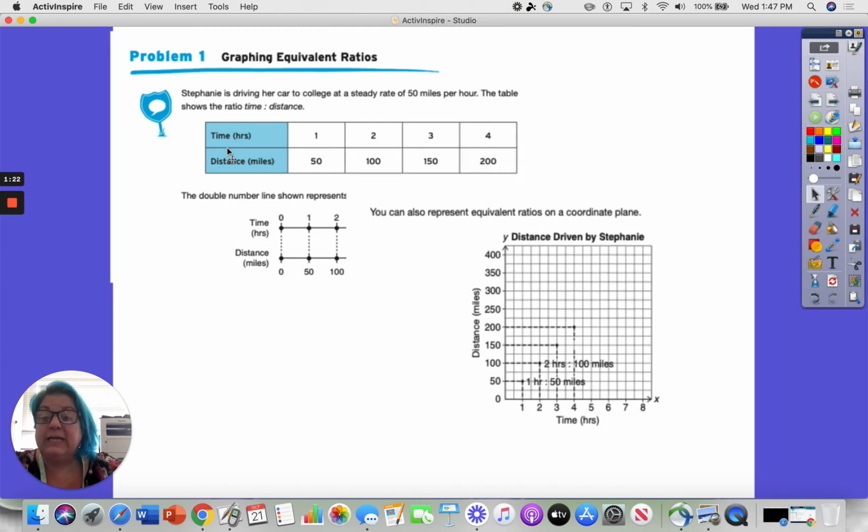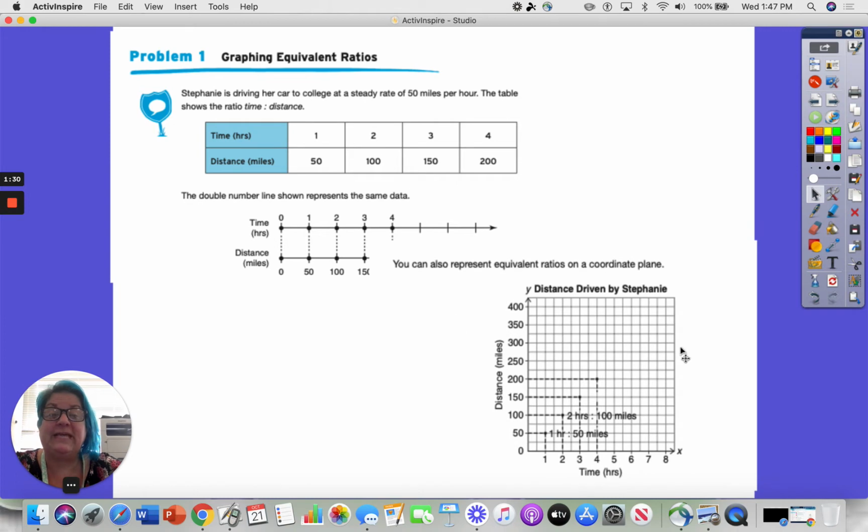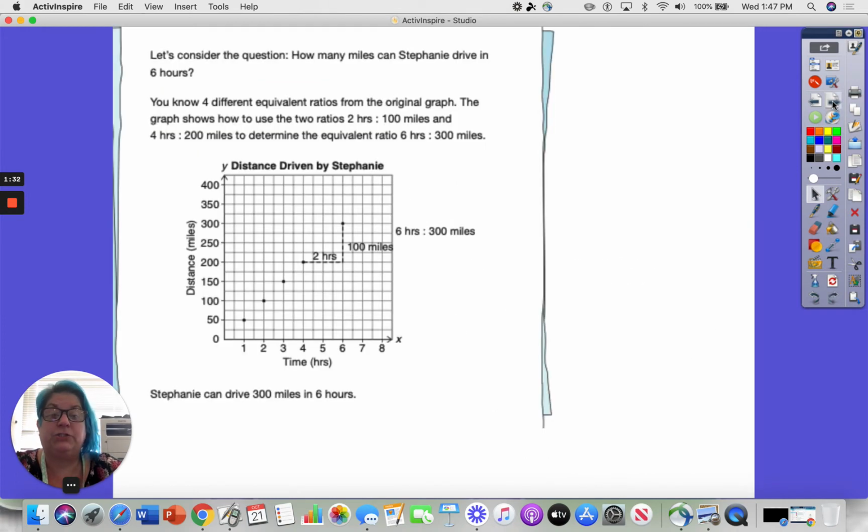Now, just like I said before, time is your x-axis and distance is your y-axis, so it's coming up and down. All three of these have the exact same information on it. So we're going to look at this question. How many miles can Stephanie drive in 6 hours? Well, we have 4 different ratios on the original graph. So in 6 hours, where would she go?